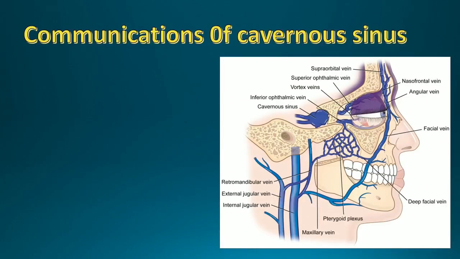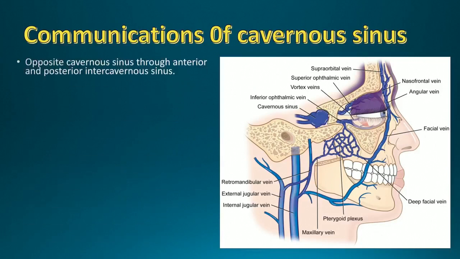So next we will pass on to a very important part of the cavernous sinus, that is the communications of the cavernous sinus. With respect to the communications, that is the connections which the cavernous sinus maintains with the other venous sinuses or the veins. Very simple to start with, it communicates with the opposite cavernous sinus through the anterior and posterior intercavernous sinus.